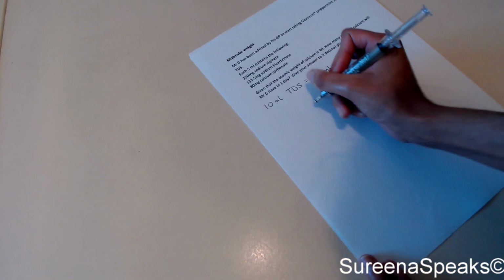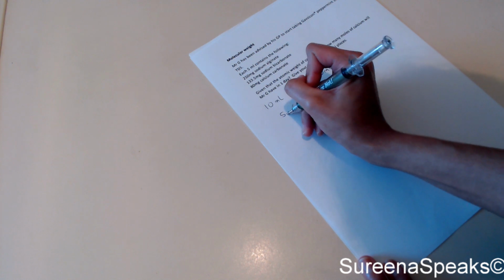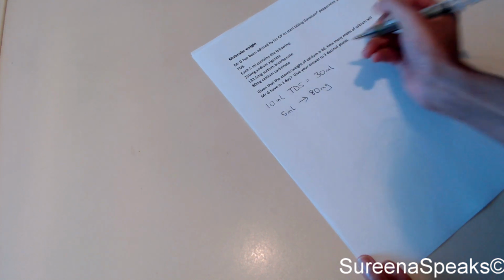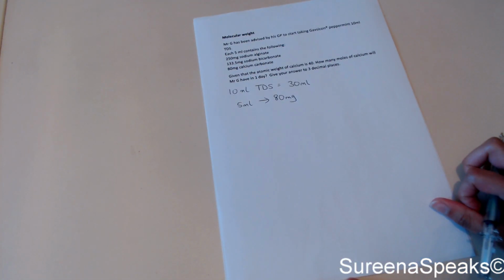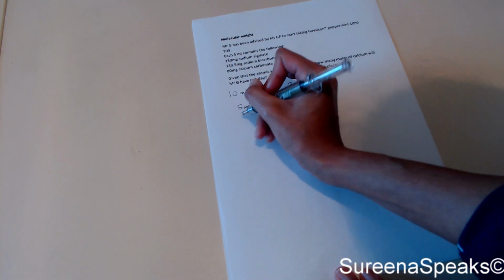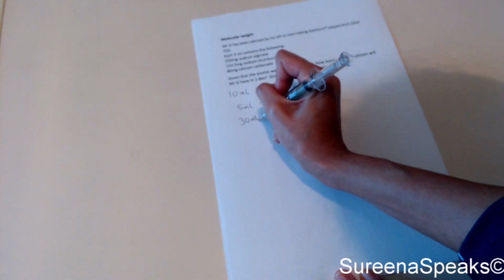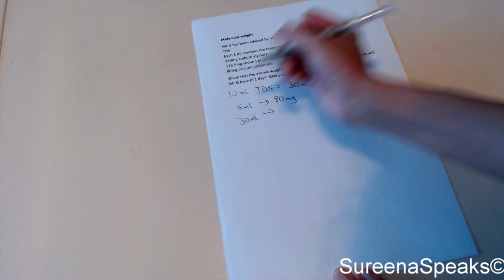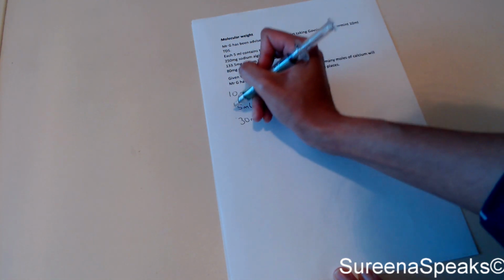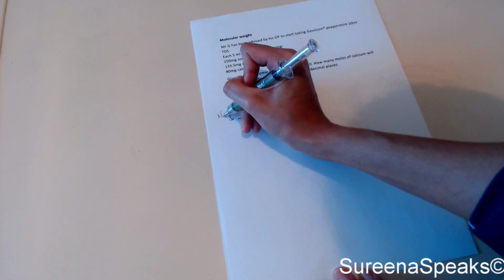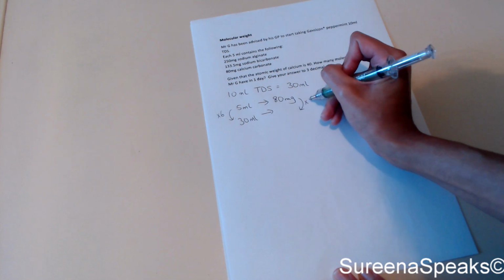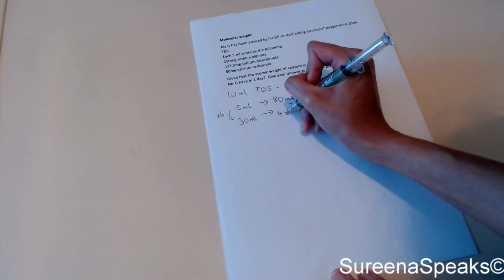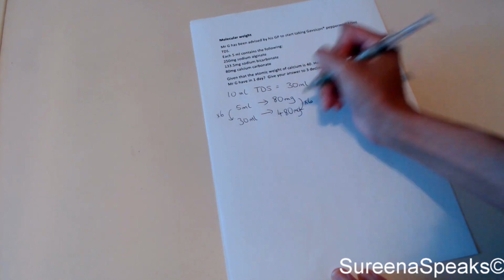So for every 5 ml, we know that there's going to be 80 milligrams. Therefore, if we want to work out how much is in 30 ml, to get from 5 to 30, we times by 6. So again, what you do to one side, always do to the other side. See a theme going on here? And we end up with 480 milligrams.